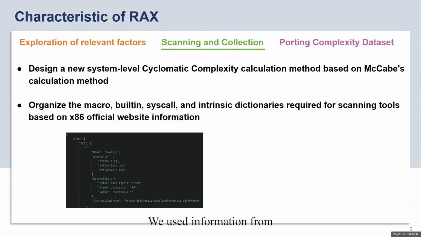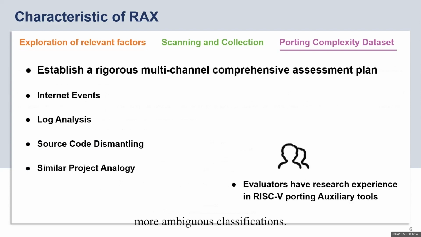We use information from x86 official documentation to create a keyword recognition dictionary for the above content. Through comparative experiments, we abandoned the idea of simultaneously considering code recognition for multiple architectures, as it may lead to more ambiguous classifications.